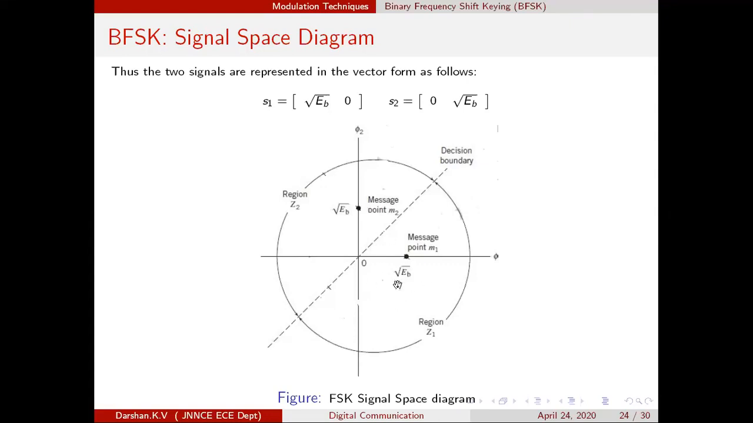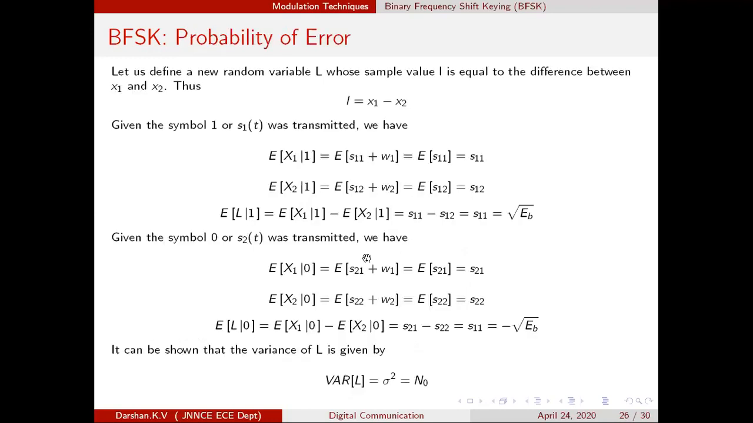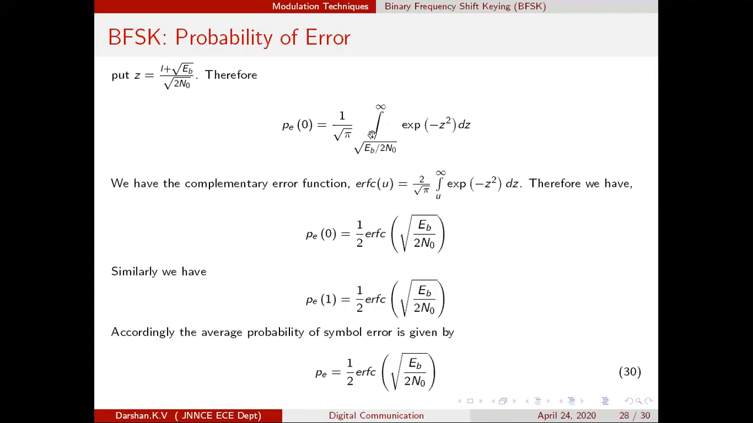So now you need to calculate the error event. What is the error event? The received signal falling in the region Z1. What is the characteristic of region Z1? X1 greater than X2, that is, X1 minus X2 greater than 0. X1 minus X2 is L. So L greater than 0 is the event, the value of L should be greater than 0. Then you evaluate the integral, and finally you get the probability of error.